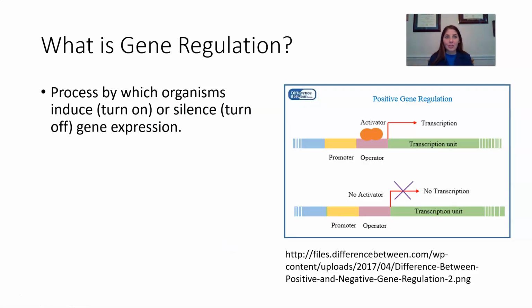So first of all, you might be asking, but Queen Nerdling, what is gene regulation? Well, it is the process by which organisms induce or turn on, or silence and turn off, gene expression. You might also hear the terms upregulation or downregulation of genes. Those are two different terms that can be used interchangeably. So induce, on, upregulate; silence, downregulate, off.